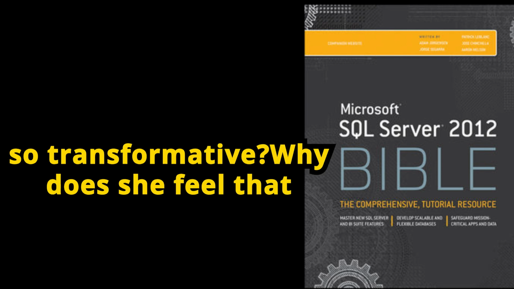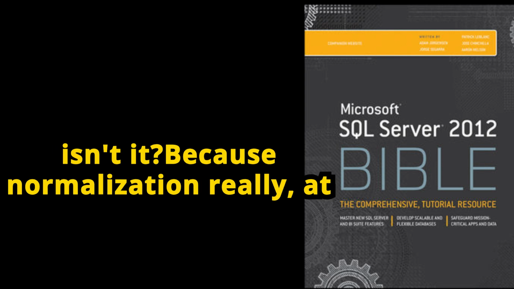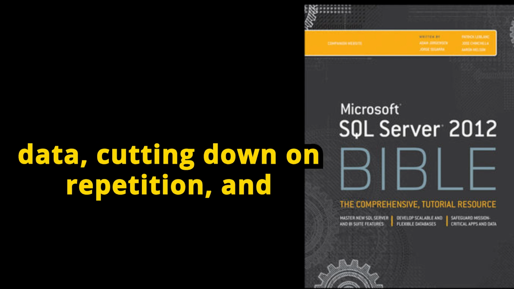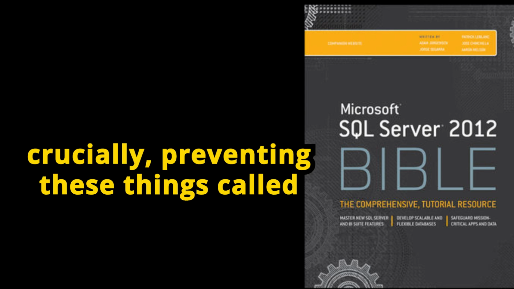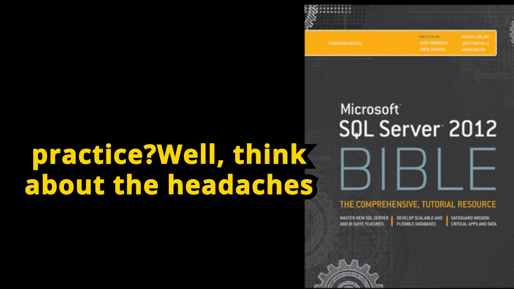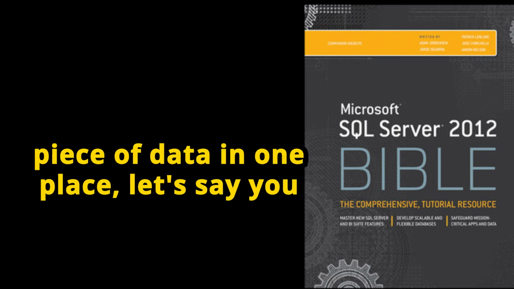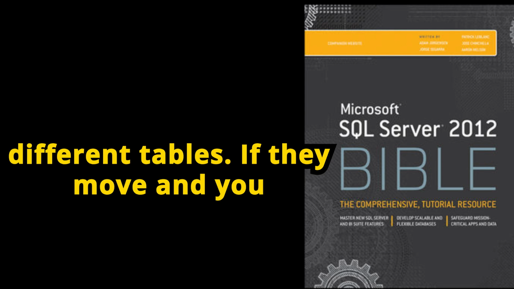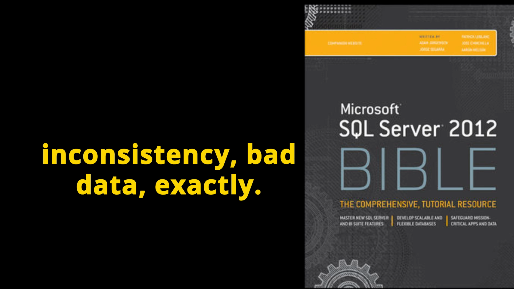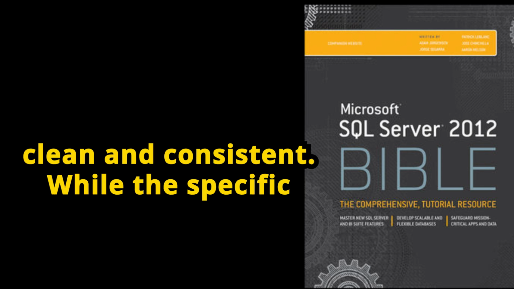Why is normalization so transformative? Why does she feel that strongly? It's such a powerful statement, isn't it? Because normalization really at its heart is about reducing redundant data, cutting down on repetition, and crucially, preventing these things called modification anomalies. Yeah. What does that mean in practice? Well, think about the headaches you avoid when you only have to update a piece of data in one place. Let's say you have a customer's address stored in 5 different tables. If they move and you miss updating one of those tables. Inconsistency, bad data. Exactly. Normalization helps ensure that data lives in one logical place, so updates are clean and consistent.